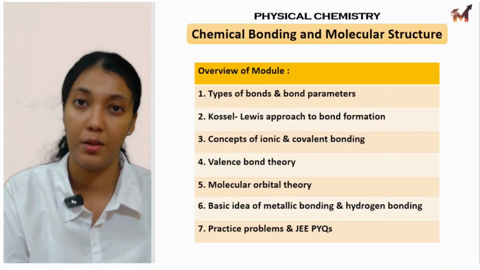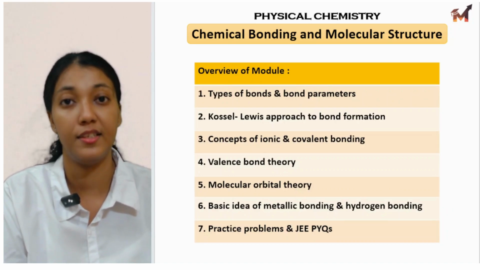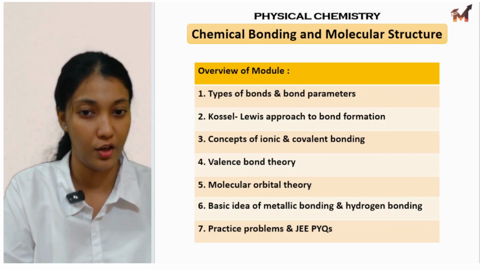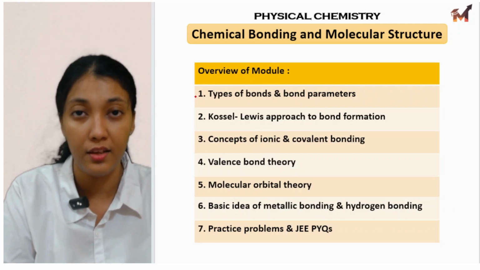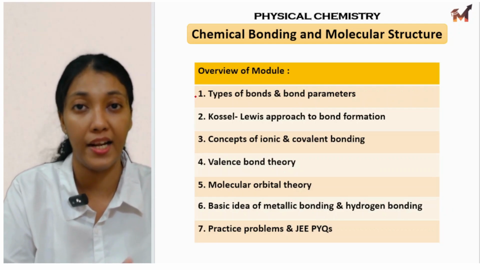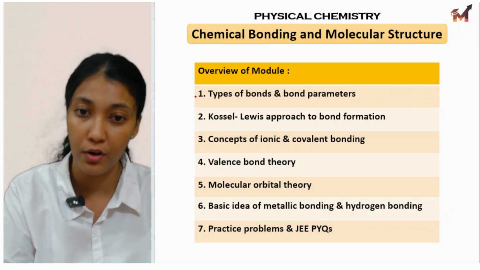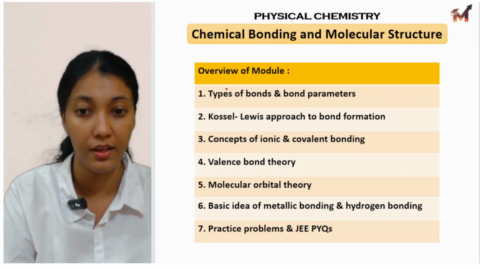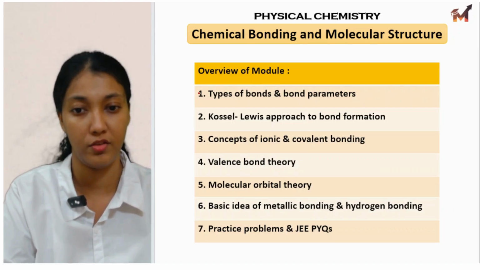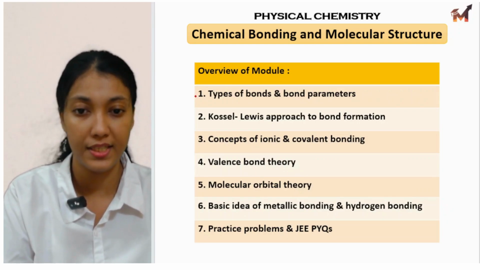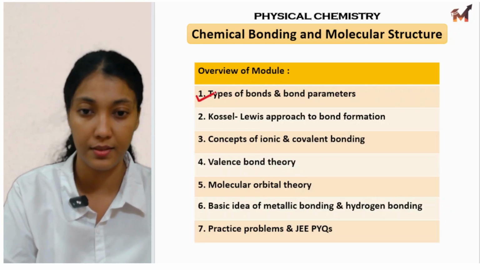Next आता है हमारा chemical bonding and molecular structure. This is also a very new and a very interesting topic. तो हमारे जो compounds होते हैं, तो एलिमेंट्स एटम्स बॉन्ड्स बनाते हैं, तो वो कैसे बॉन्ड्स होते हैं, कैसे टाइप्स के बॉन्ड्स होते हैं, this we will study in the chapter of chemical bonding and molecular structure. So the first topic is types of bonds and bond parameters.